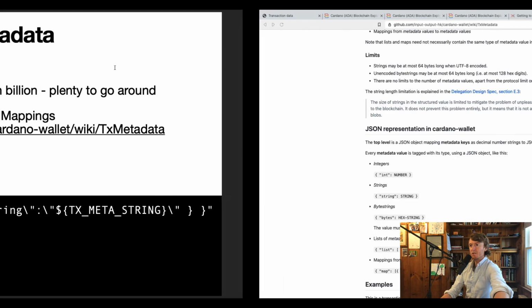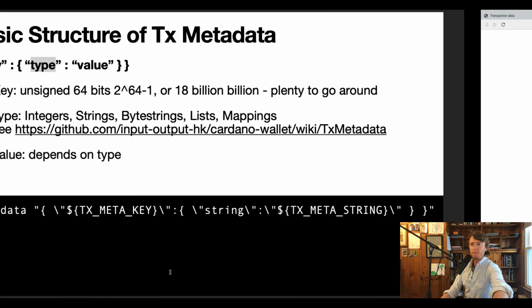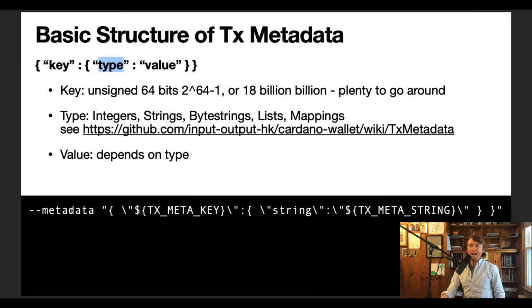So if I write string here, then the value has to be a string, right? If I write int here, then the value has to be a number, and any kind of letters won't work, okay? A map or a list is a set of these component parts. So you might have a list of numbers or a list of strings, or you might have a map of keys and values, okay?